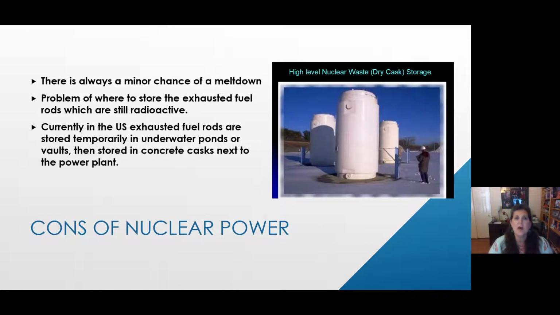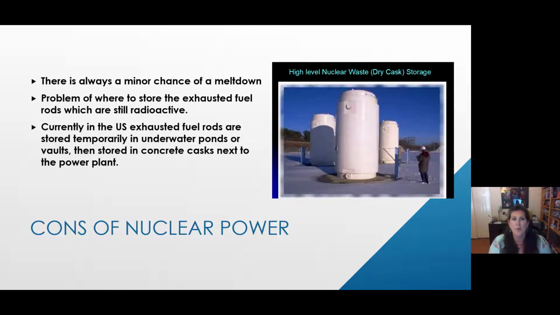So currently the exhausted fuel rods are stored temporarily in underwater ponds next to the vaults. Then it's stored in a concrete cask next to the power plant, and there's a picture. So inside that big concrete cask, there's an iron container with the spent uranium inside of it. And you can see a person standing next to it right there to see how big that cask is. And it's just sitting out in the open next to the power plant. So that's not the greatest thing.